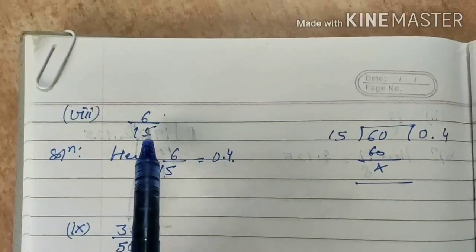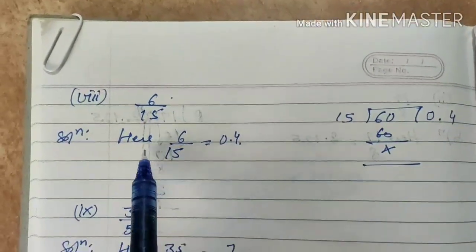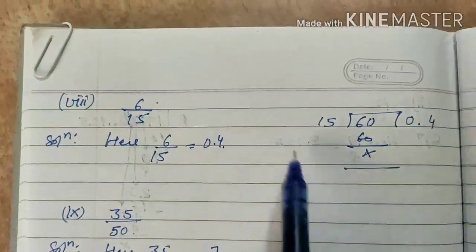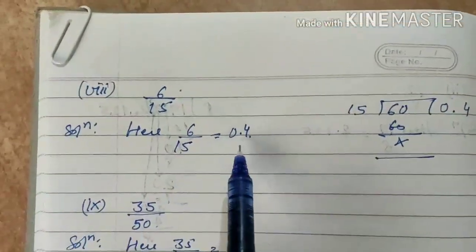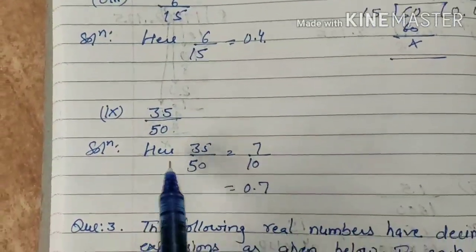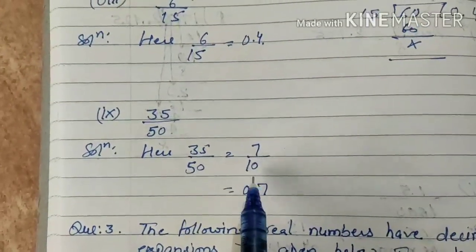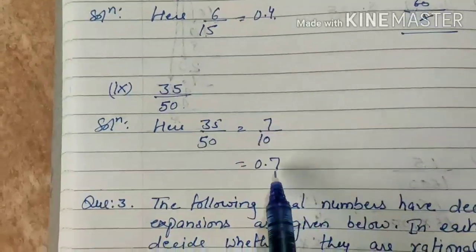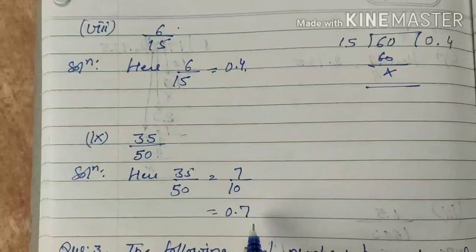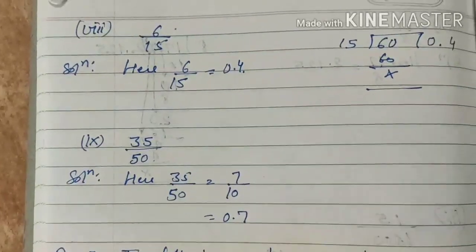Next part, that is part number 8, we have 6 by 15. So here after dividing 6 by 15 we get 0.4. You can see here by long division. So this will be 0.4. So in the next part we have 35 by 50. So here 35 by 50 can be written as 7 by 10. So convert this into decimal. So this will be 0.7. This is all about the question number 2. So pause the video and note it down.